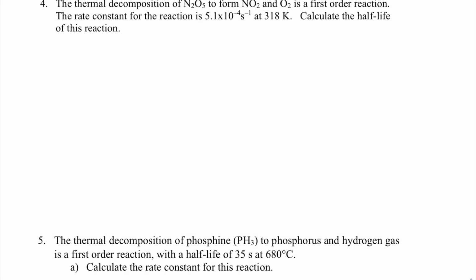So let's look at this problem. The thermal decomposition of N2O5 to form NO2 and O2 is a first order reaction. So let's highlight that bit, that's really important. The rate constant for this reaction is 5.1 times 10 to the negative 4, and we're given the temperature, 318 Kelvin. Calculate the half-life of this reaction.